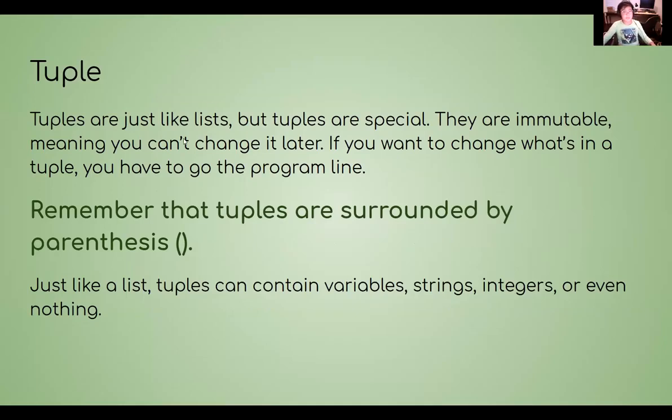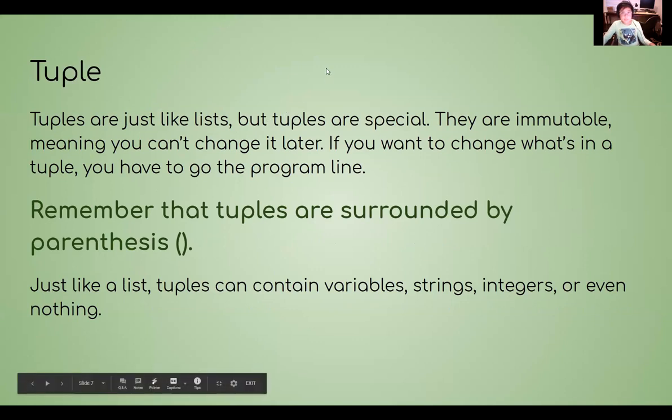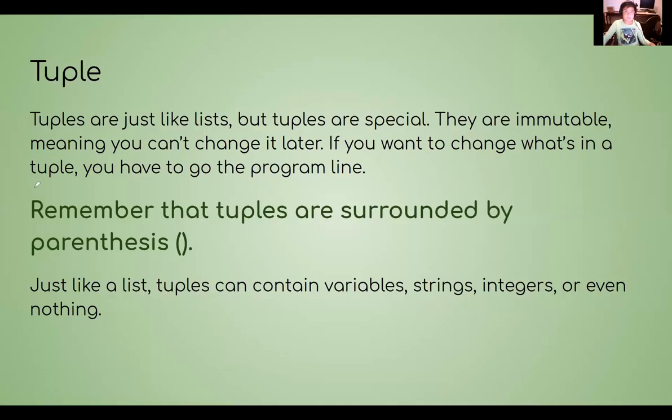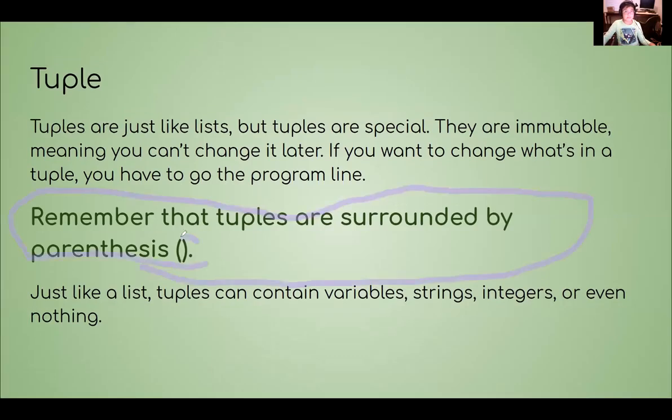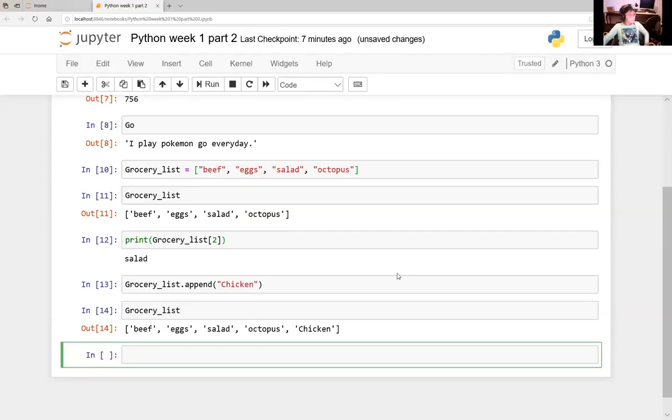The most important thing to know about tuples is that they're surrounded by parentheses. Very important. Don't get it mixed up with a list, or don't use the other bracket. Don't use the curly bracket. We're going to talk about that later. All right, so Jupyter Notebook. Let's make a Pokemon list.